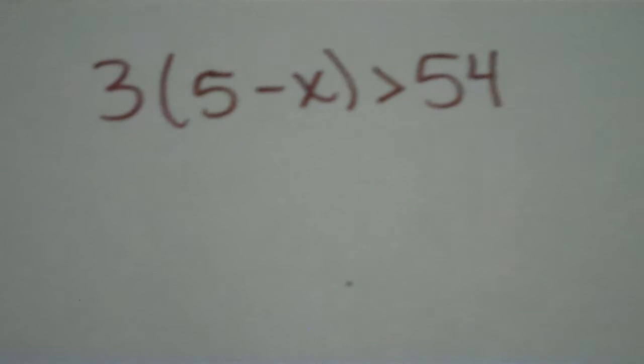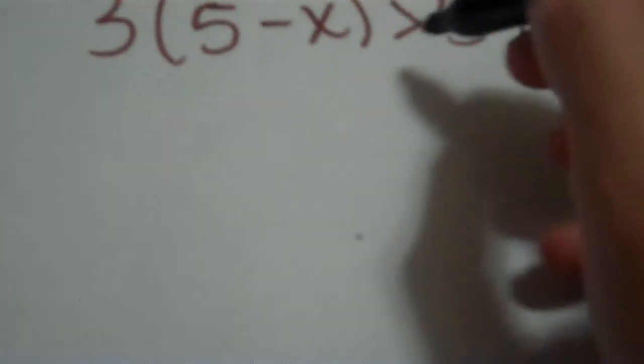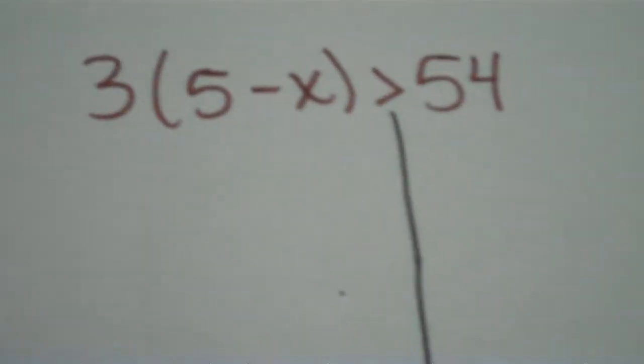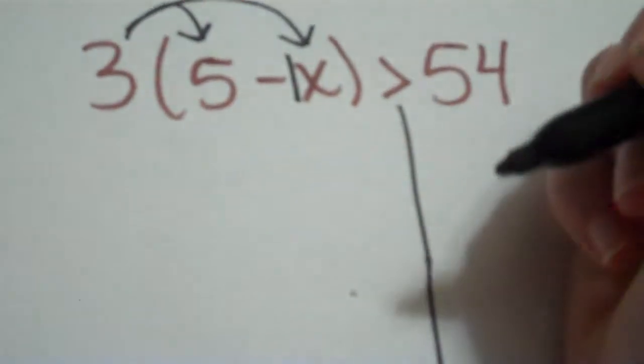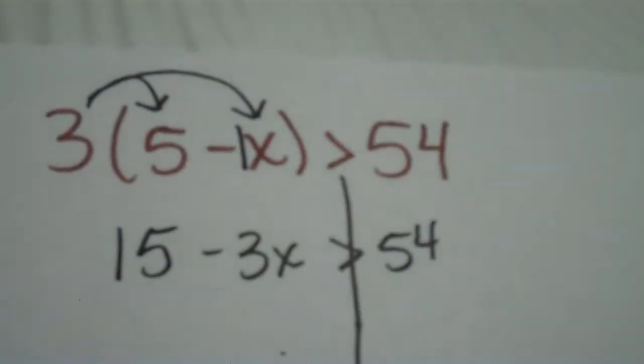Go ahead and write it down. Pause it when you need to. If you're ready, we're going to draw your line. Yet again, everything is the same except for the very last step. So we're going to distribute here like we normally would. Okay? There's no number with this x, so I'm going to write a 1. 3 times 5 is a positive 15. 3 times negative 1 is negative 3. So negative 3x, same symbol, 54. There we go. Okay? All I did was distribute.